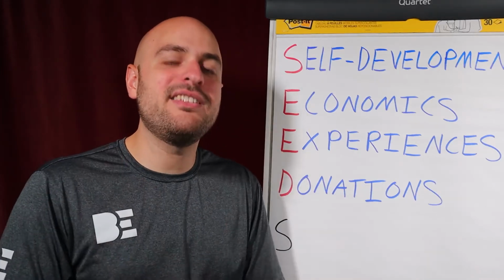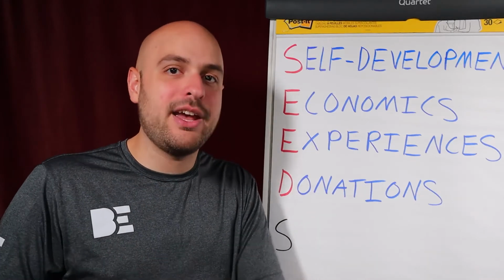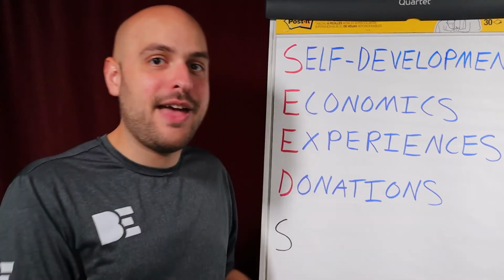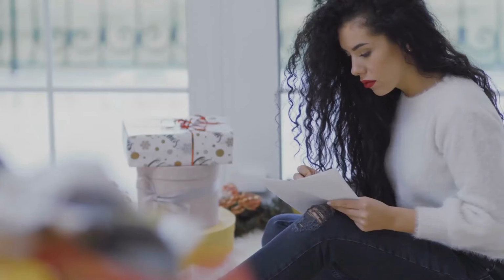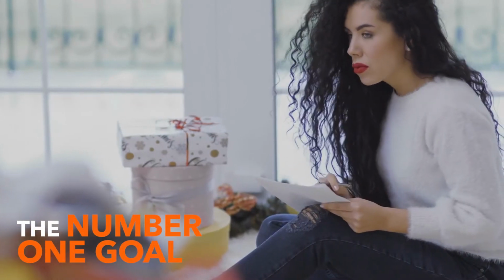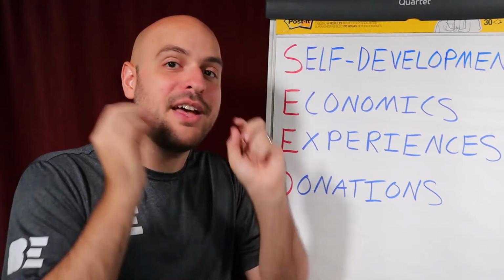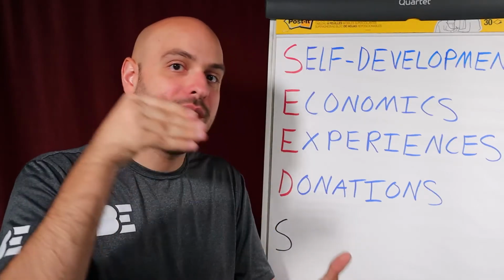And the beautiful thing is, after you do this for each of these areas, you're going to go back to that piece of paper or the notebook, and you're going to circle or star the number one goal that you want to accomplish in each of these areas. And once you have that number one goal, you've become laser focused.